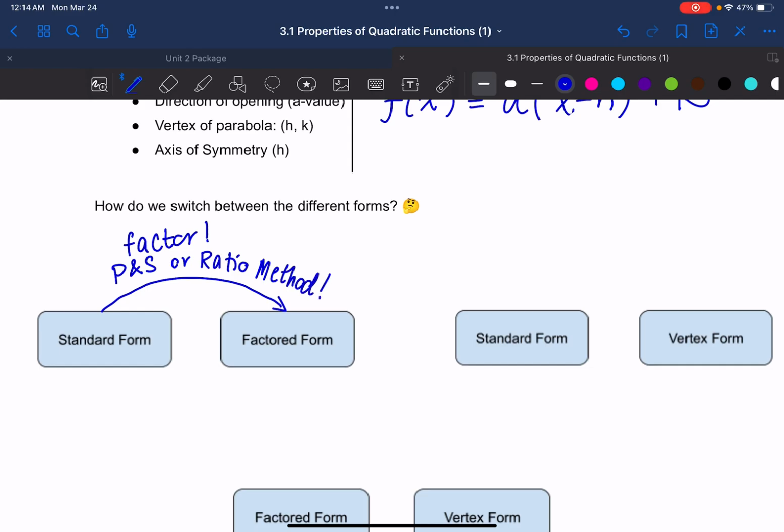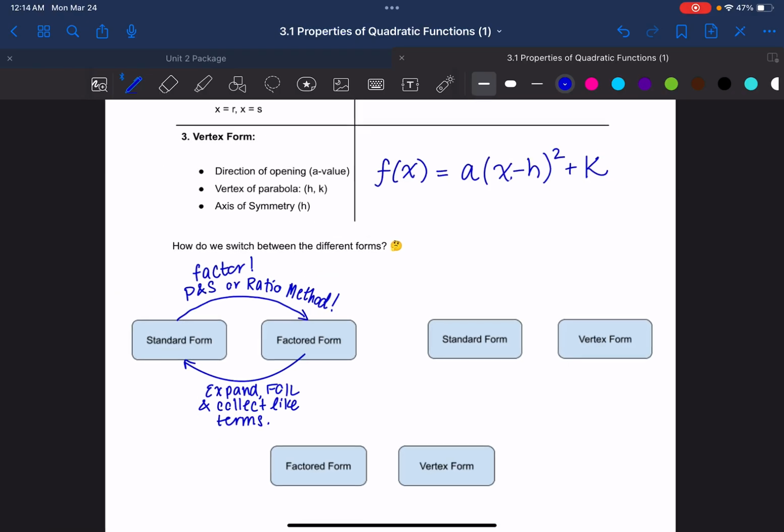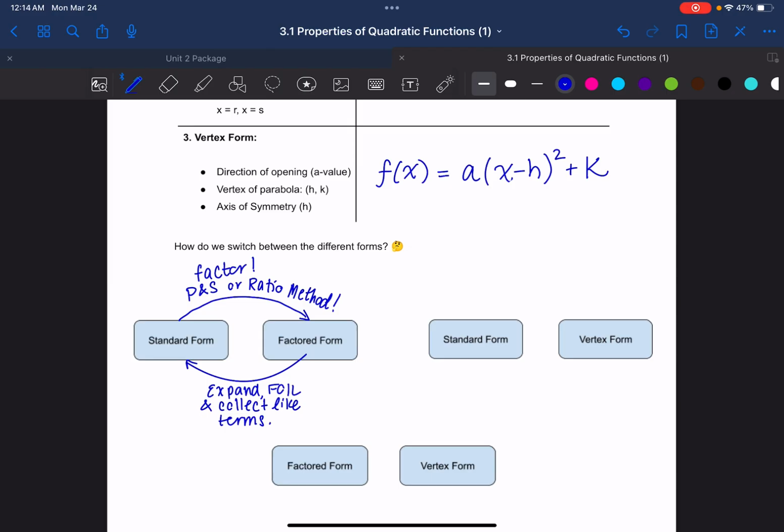Right? Those are my two options. Versus if I want to go from factored to standard, I would need to expand, FOIL, and collect like terms in order to get back into a trinomial. And so they're kind of the opposite of each other.